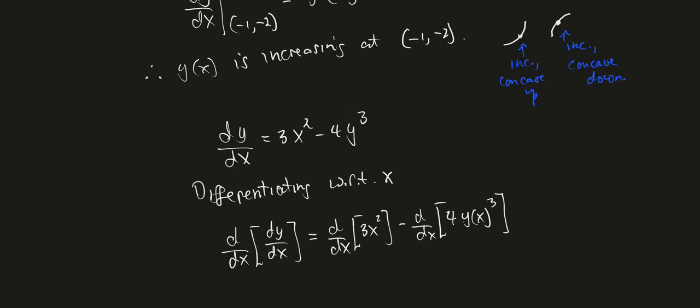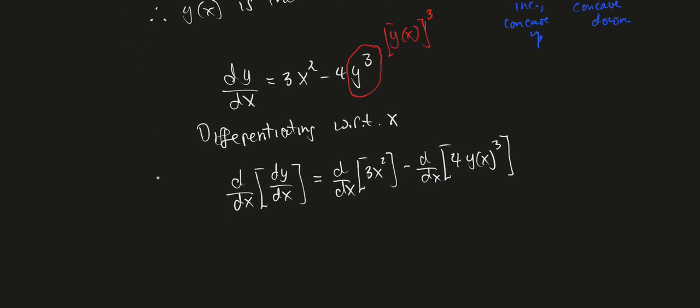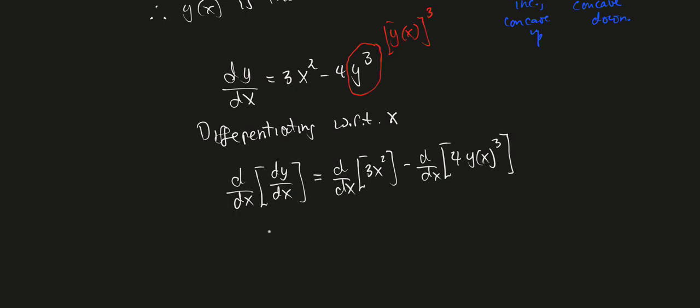This factor here is interpreted as y of x, right? Because y depends on x, but then it's raised to the third power. And because of my composite here now, I'll have to use my chain rule when I go to do my derivative, right? All right, so let's see what the second derivative comes out to be.